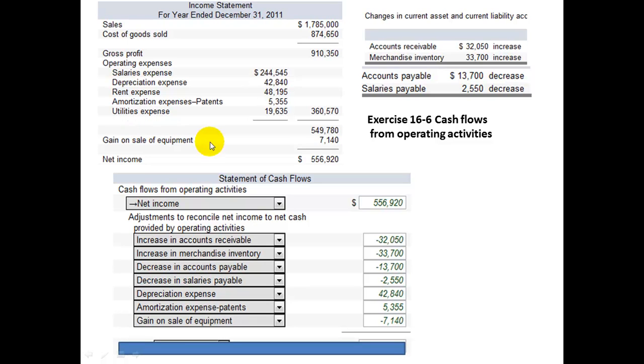Notice that this gain shows up on the income statement. It's part of something that increases the bottom net income. And if this sale of equipment is going to show up in your investing activities, then we want to get rid of this because it's not really an operating activity cash flow. So therefore we will subtract this $71.40 from this $556,920 to get the true amount of cash flows from this income statement or from operating activities. Now when we make all these changes, we will end up with net cash provided by operating activities of $515,975.